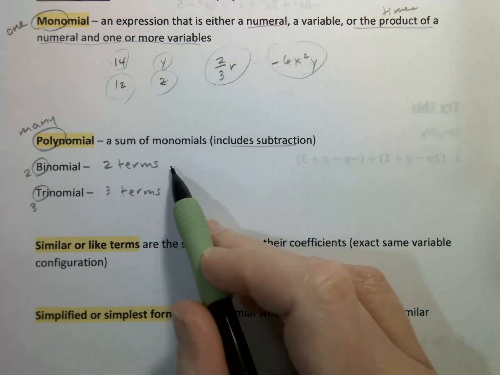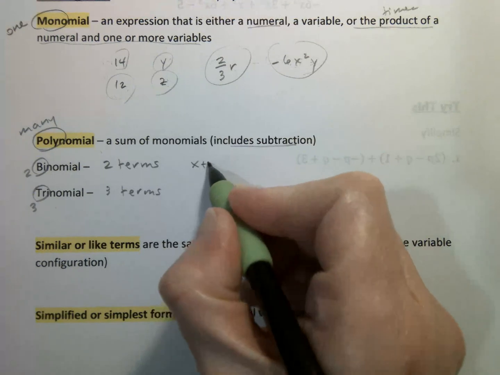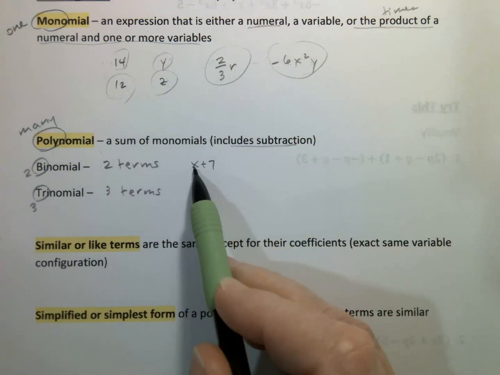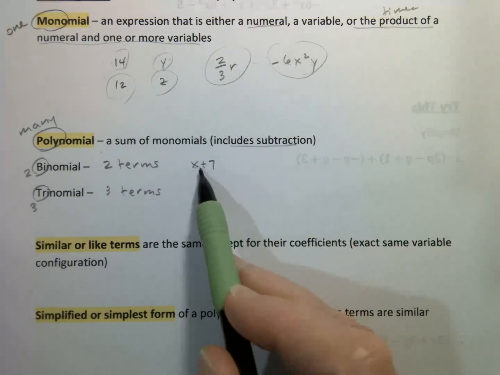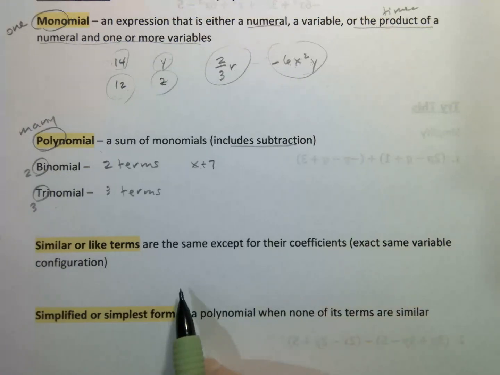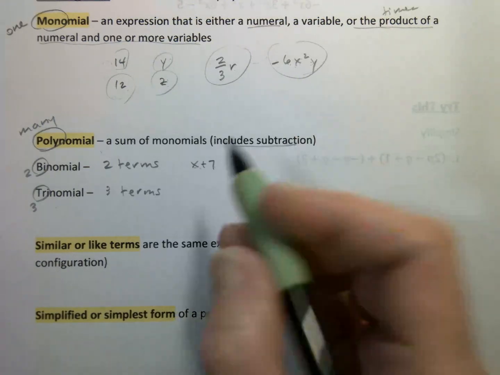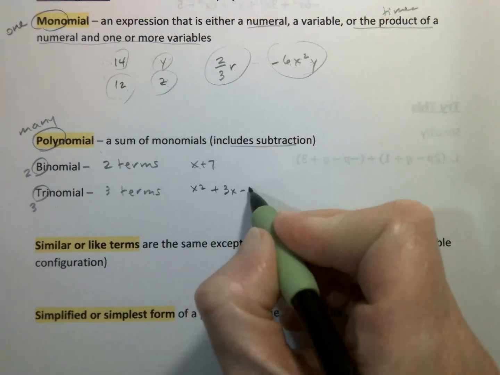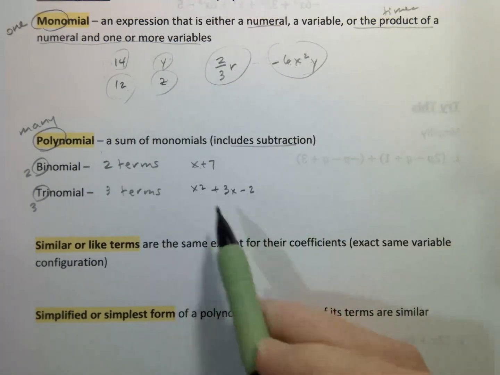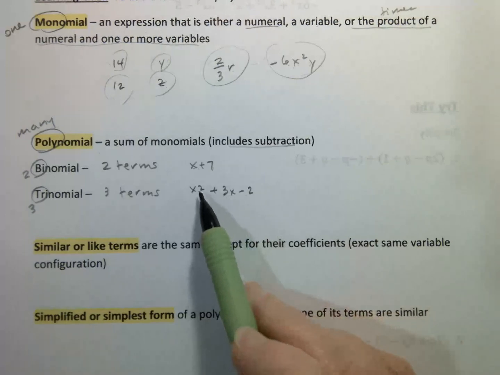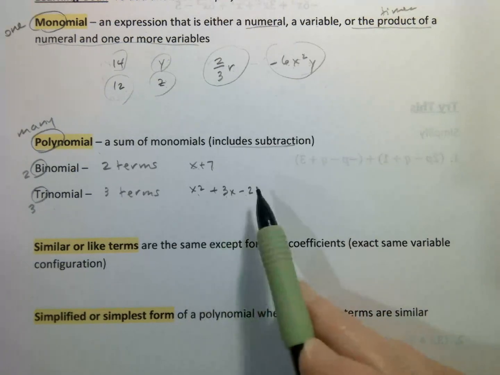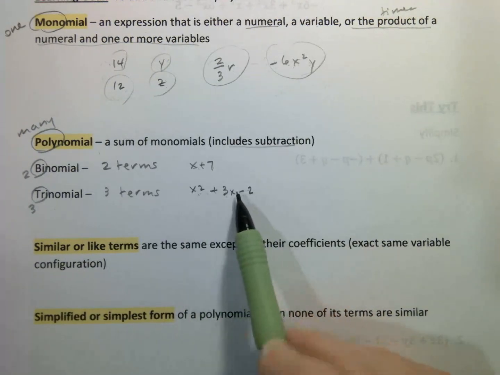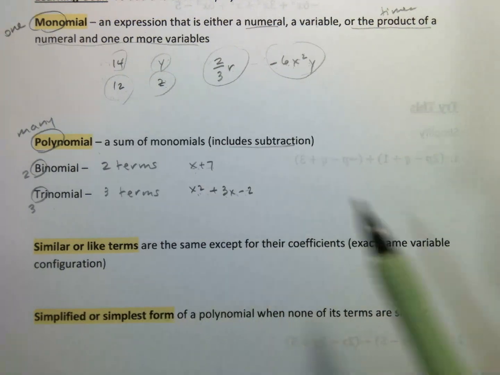So an example of a binomial might be x plus 7. Here's a monomial, here's a monomial. I'm adding them together. There's two terms. That's a binomial. A trinomial might look like this, x² plus 3x minus 2. I've got three different monomials there, and they're not like terms, so I can't add them together. So this is what a trinomial looks like. This is what a binomial looks like. Okay.